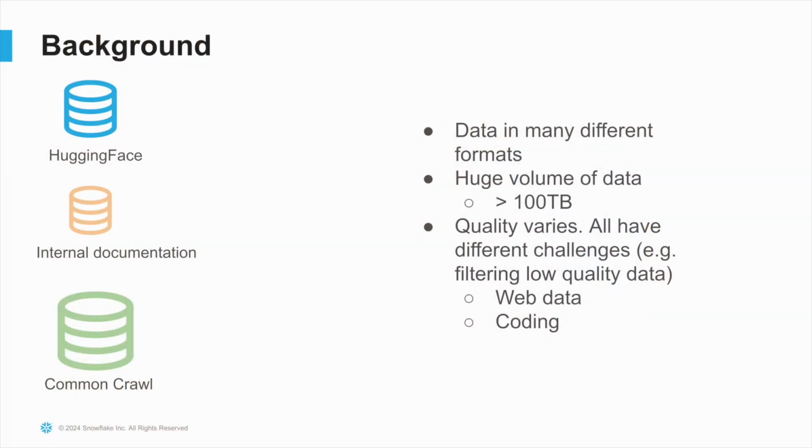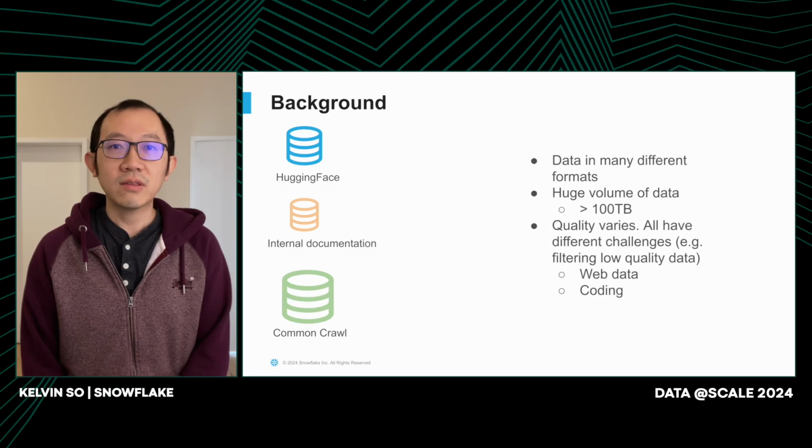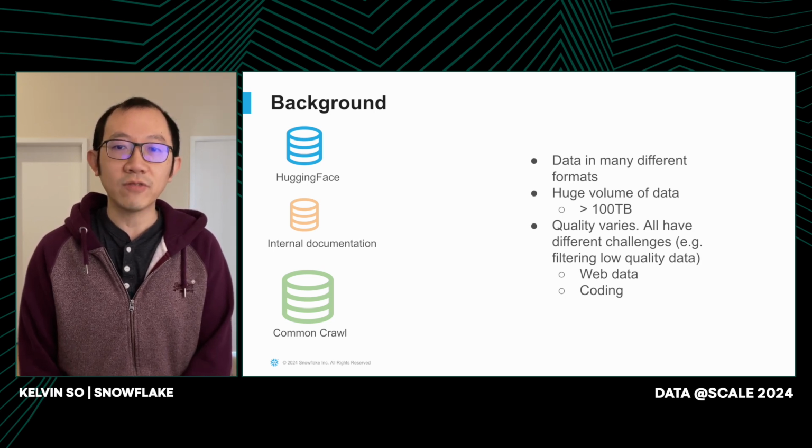Training an LLM such as Arctic takes a lot of data. The data can come in many different types. For example, there can be public data sets such as Hugging Face and Common Crawl, or you can bring your own private data set as well. These data sets usually come in many different file formats. Some of the data sets are also very huge, as you can see in the green Common Crawl box. Each Common Crawl is usually tens of terabytes, and there are more than 100 Common Crawl snapshots. So we are talking about petabytes of information here.